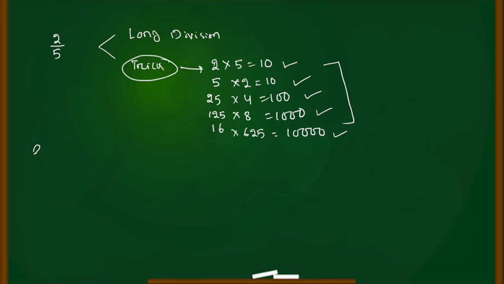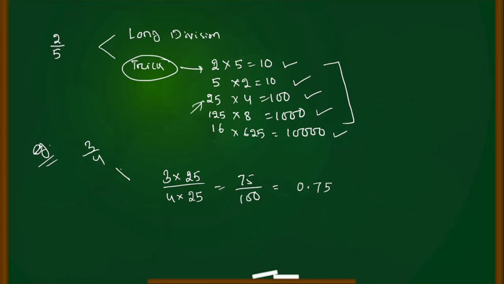Now solve the example. The example is 3 by 4. How to solve? By the trick, how to solve? Now simply multiply 3 by 4. So tell me, what is the pair of 4? The friend of 4 is 25. If we multiply both the numerator and the denominator by 25, then we get the numerator 75 and the denominator 100. Now we can easily convert it into a decimal, yes or no? Now convert: 0.75, because 100 means 2 digits after the decimal.